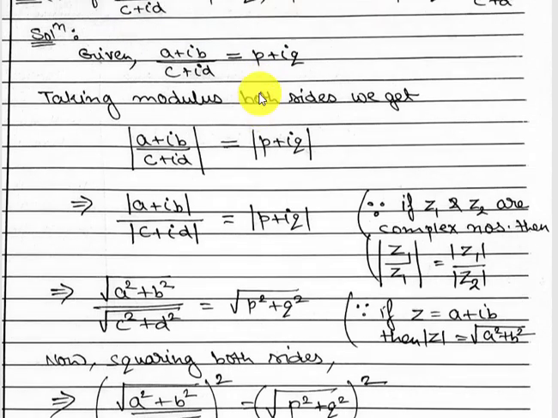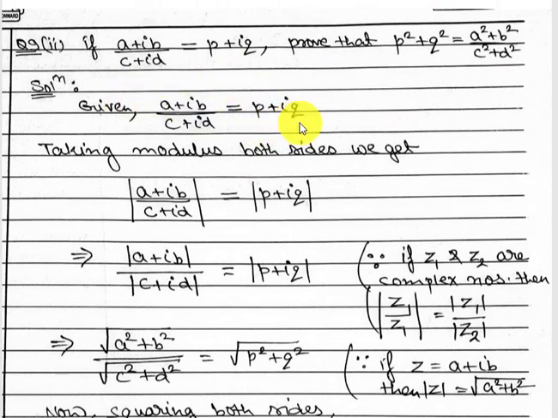So let us see how we can prove it. The question given to us is that (a plus ib) upon (c plus id) is equal to p plus iq. Whatever operation or calculation we have to do has to be done on this, and from here we have to get the result. So what I'm doing is taking modulus on both sides. When I take modulus on both sides, I will write it in this form. Clear?